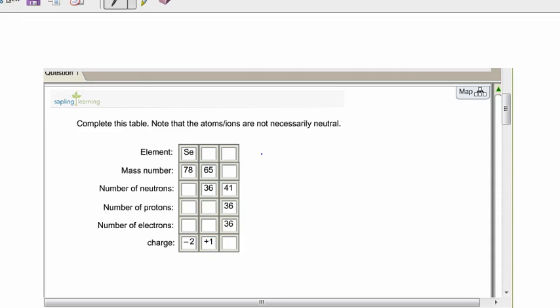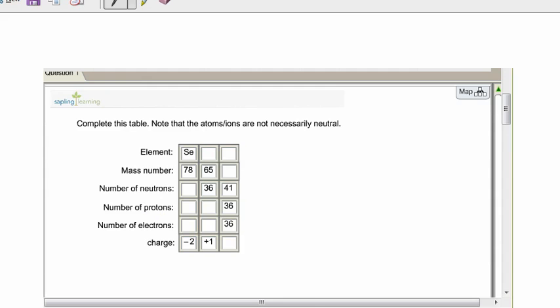So in this problem, we're given a table and we're given some information about the atom, and we've got to calculate some of these other variables here. So I'm given the element Se, which stands for selenium. I'm given the mass number, and I'm asked to calculate the number of neutrons, the number of protons, and the number of electrons.